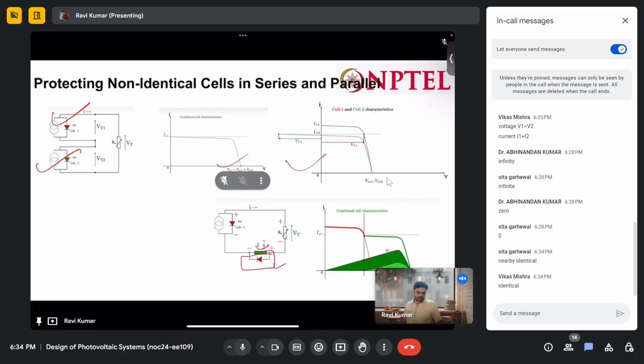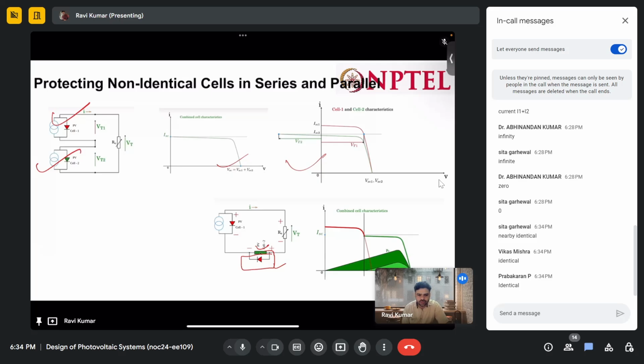Identical, near identical. See, identical, it's like an ideal concept. Even if we are generating two things using the same machine, there will be some difference in physical properties or electrical properties between the cells. That's why they are nearly identical but not absolutely identical.